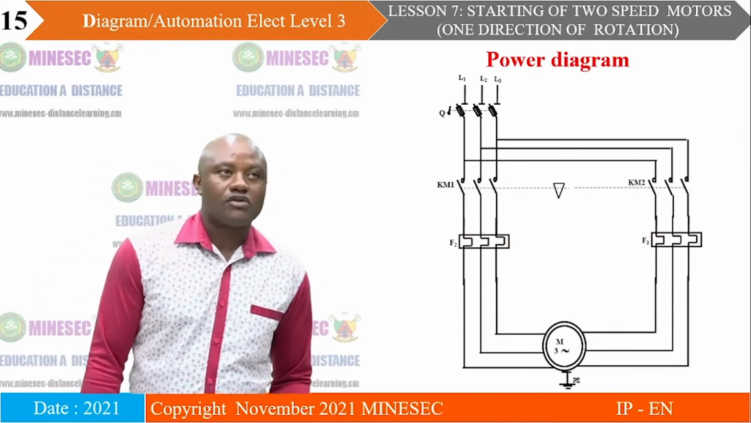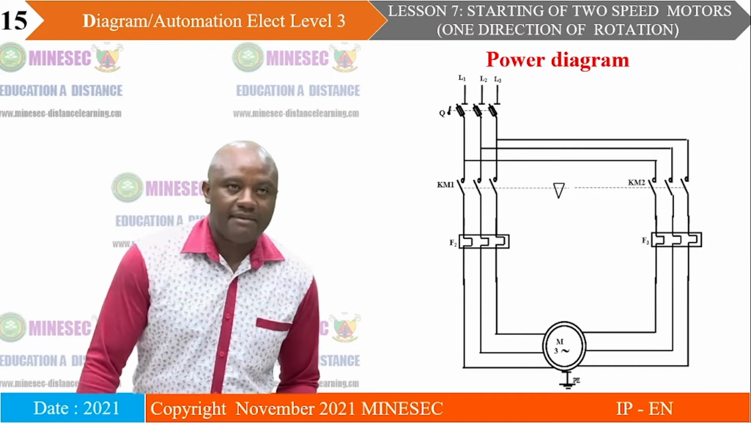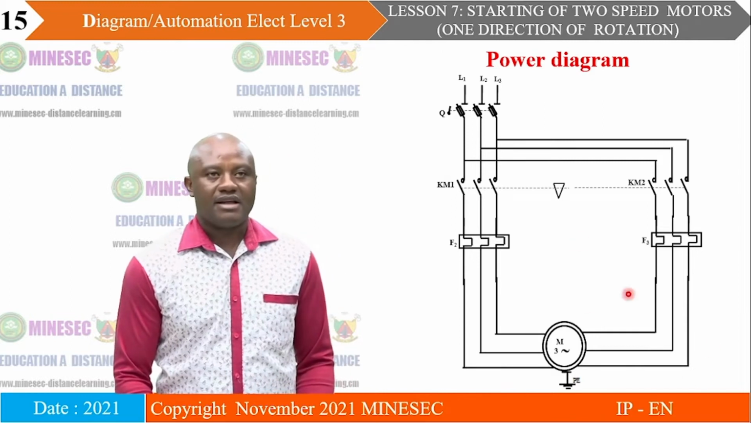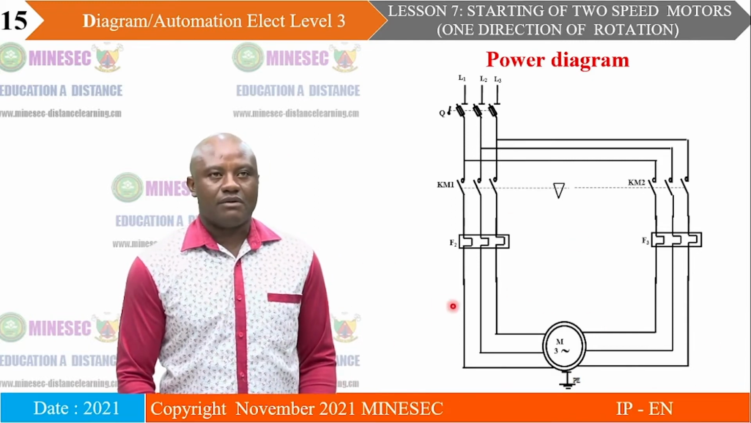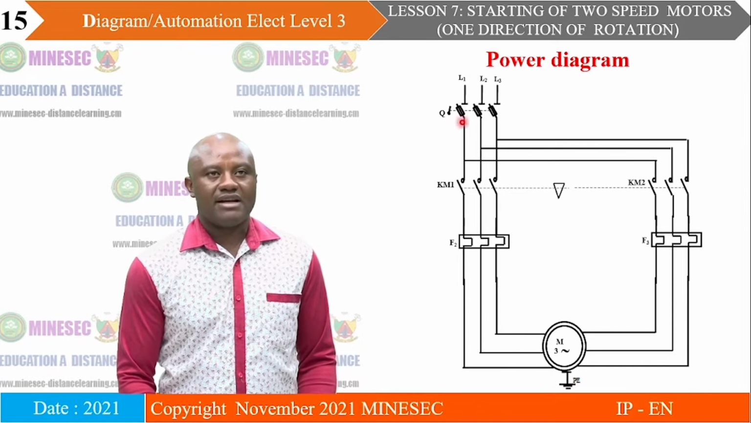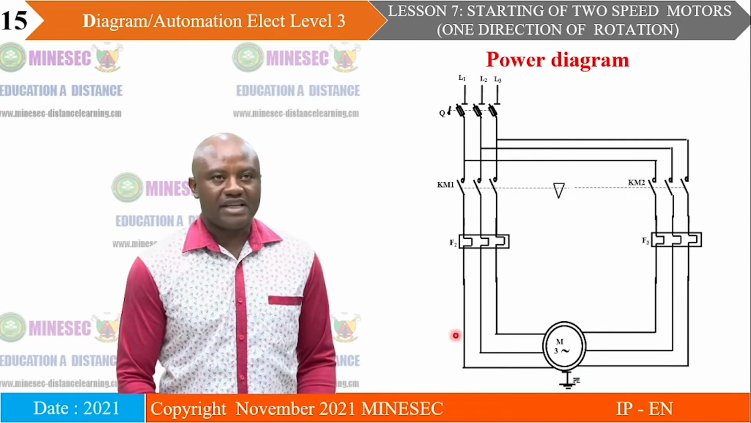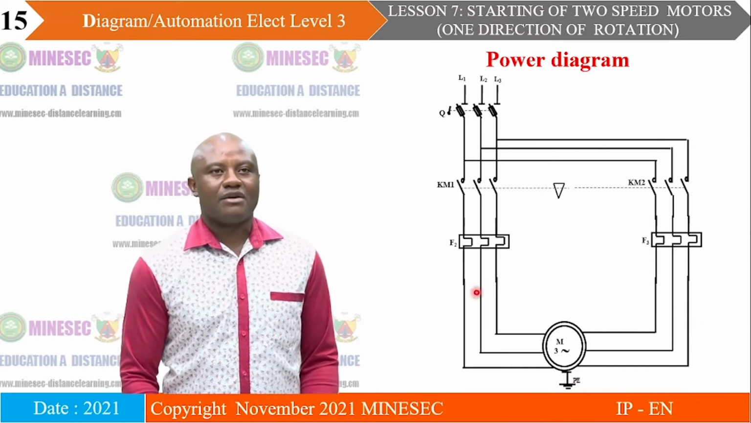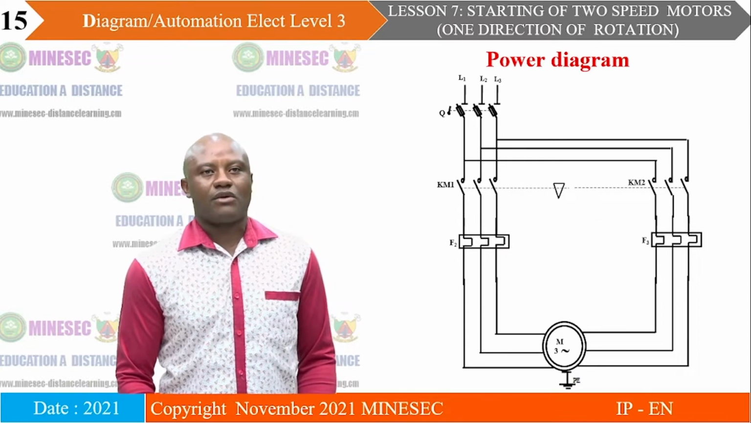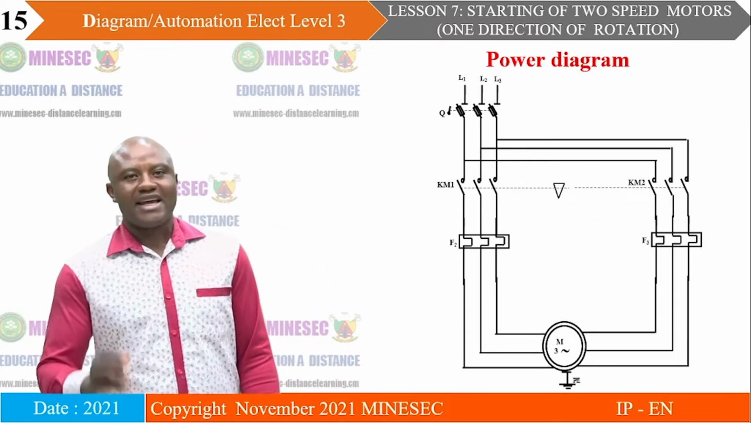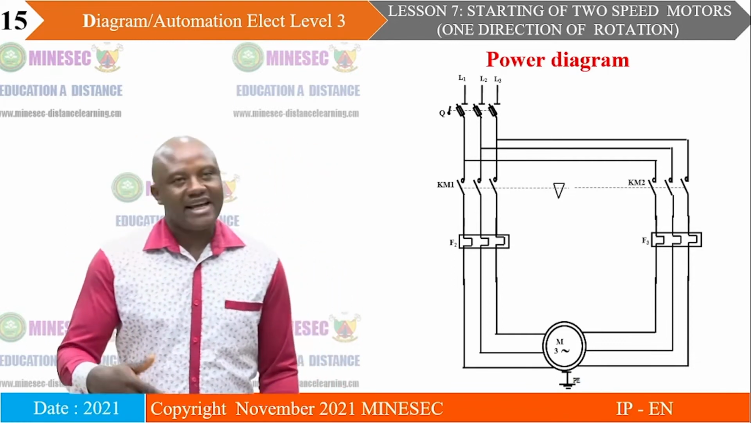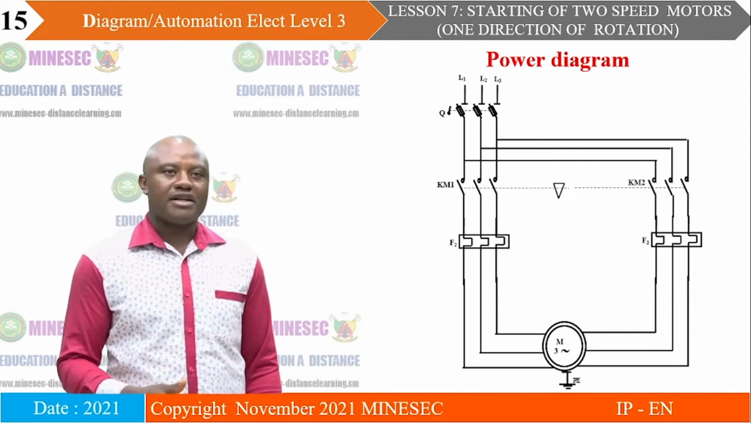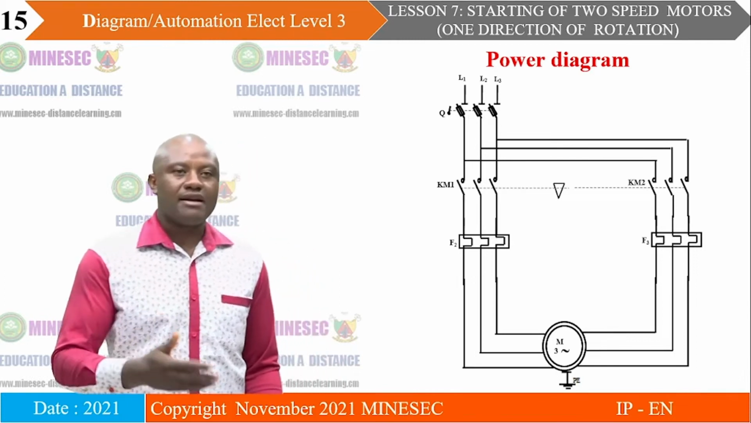We have before us the power diagram. In the power diagram, you notice that here we have our motor. On one side, this one works as low speed, and this side is high speed. You also notice that we have this mechanical interlock here, because a motor cannot work in low speed and high speed at the same time. We don't have two motors there. We are talking about the two speeds, but with one motor.